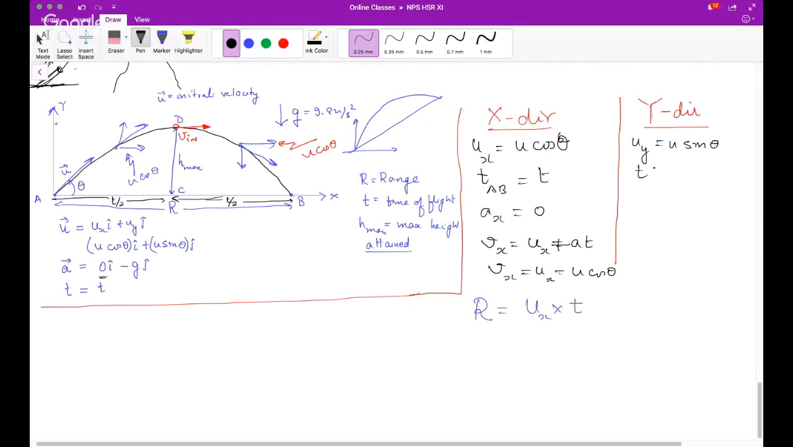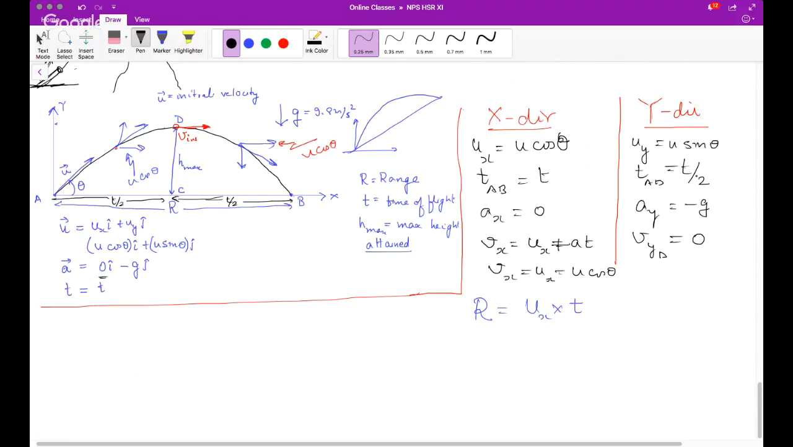Now let's say when this body goes from a to d, the vertical height attained is h max. But the time taken for the motion from a to d is t by 2. So the time taken for this body to reach the maximum point is half of the total time taken, t by 2. Ay was clearly minus g, and vy at d, the y component of the velocity at d, is 0 because it is moving horizontally.